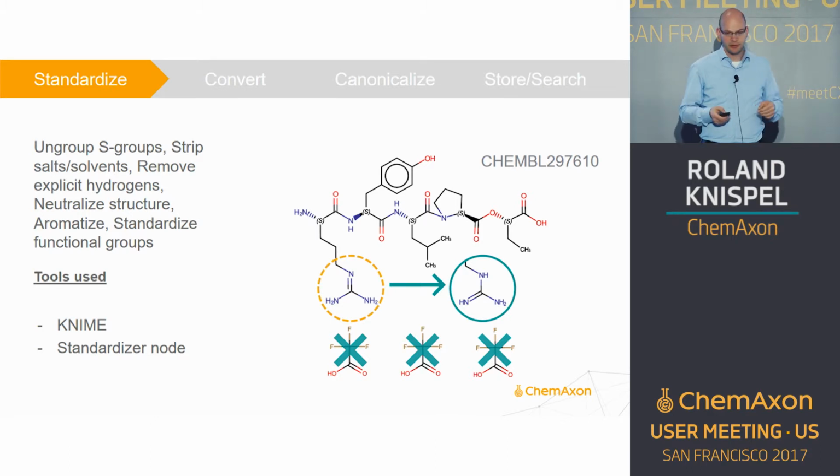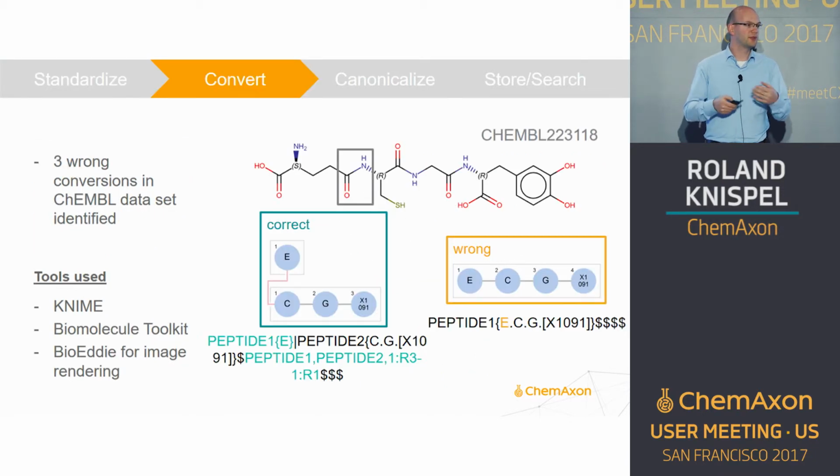I named the tools which I used in order to go through that content on the bottom left. So I used KNIME as a workflow processor, and then a standardizer node in order to create a representation which is readily digested later on by our Biomolecule Toolkit. There were a couple of steps to be taken in order to bring this into a unique form.